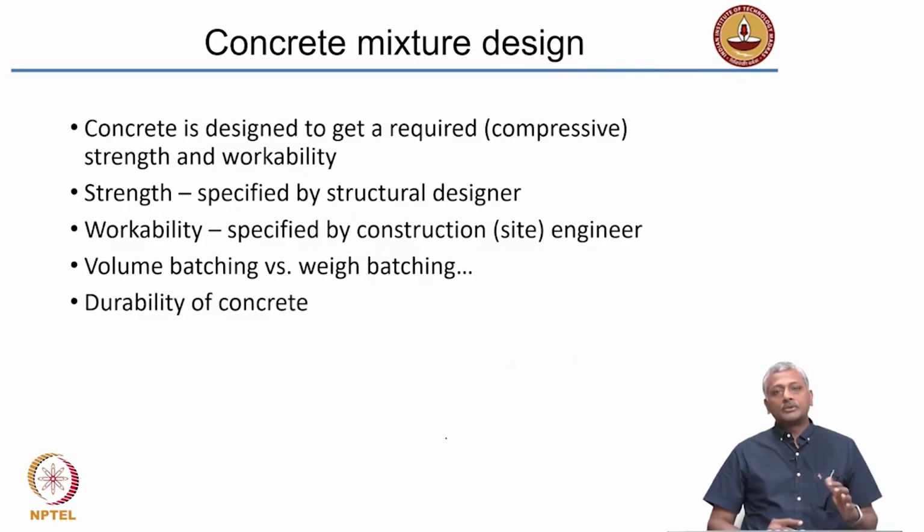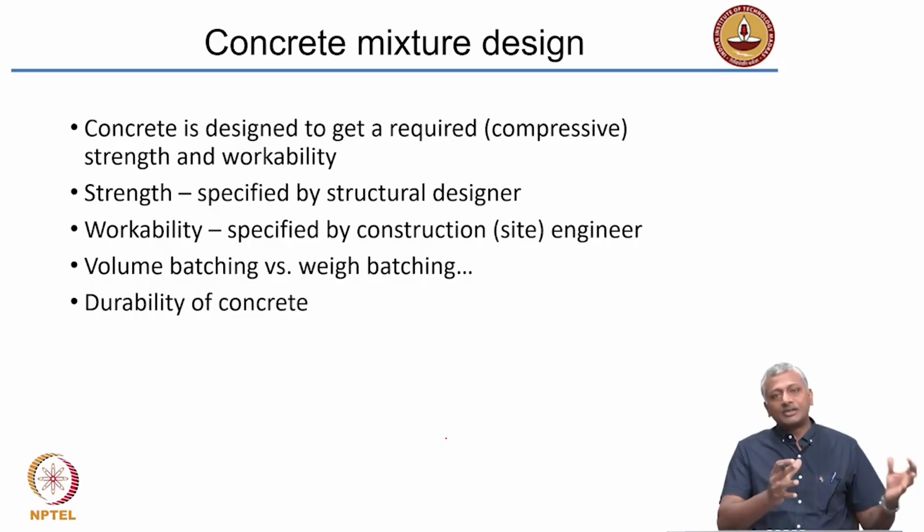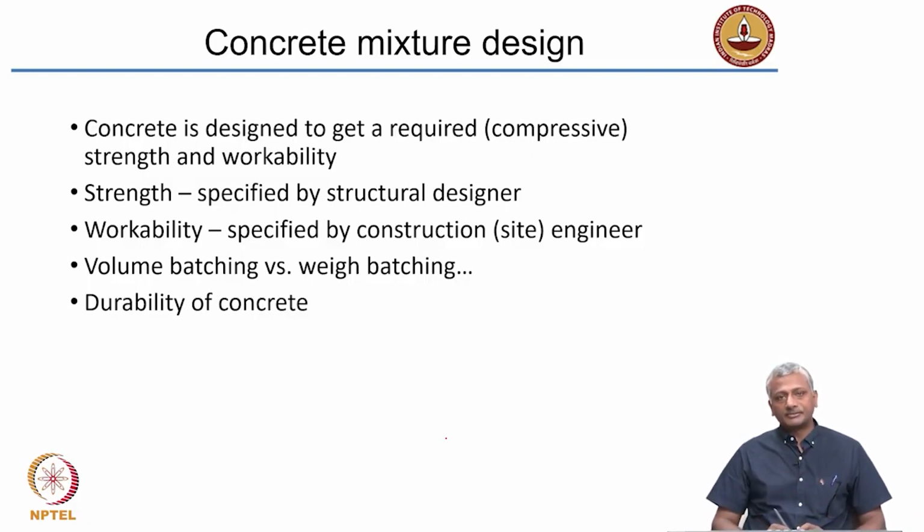Okay, so reinforcement and formwork are obviously not directly connected to concrete, but they are important from the perspective of designing the composite structure. Now let's come to the concrete part itself. As I said, one of the most important steps is proportioning your ingredients, that is cement, water, sand, coarse aggregate, mineral admixtures and chemical admixtures in such a way that you get a composite material that is capable of certain levels of performance. Okay. Now what is this performance?